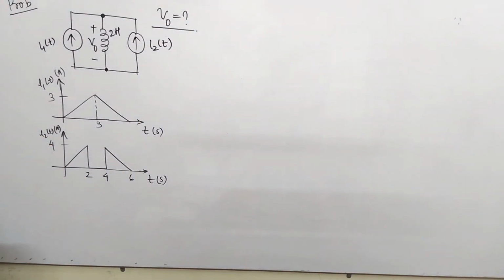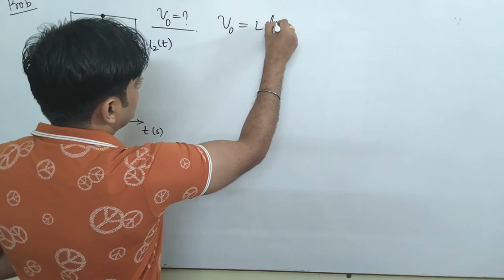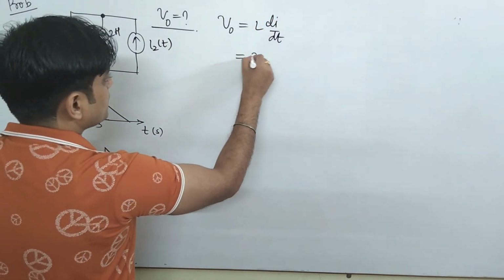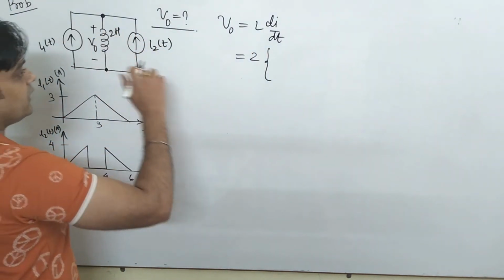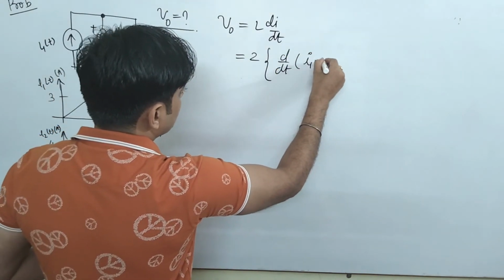So friend, this is your next question. In this question you have to find the value of V naught across the 2 Henry inductor. It is as shown here. The value of current I1 and I2 is as mentioned here. Basically you have to find the value of V0 across the inductor, and V0 is L di by dt. The value of L is already given as 2 Henry, and here d upon dt acts on I1 plus I2.